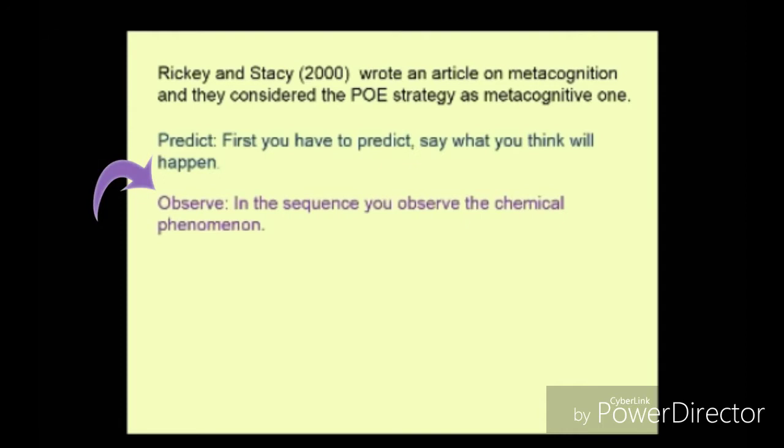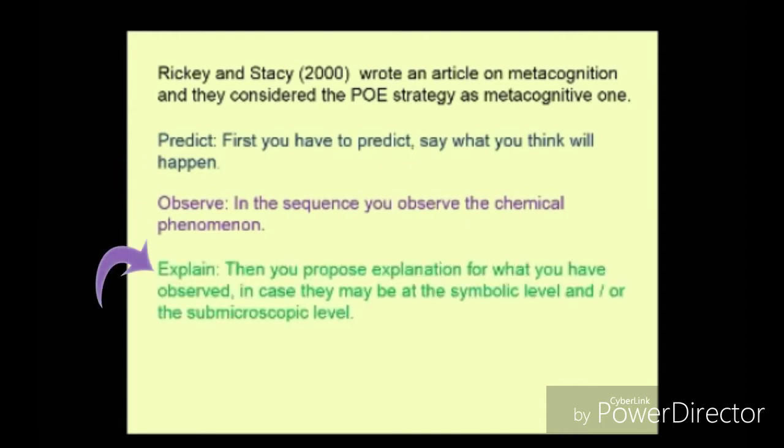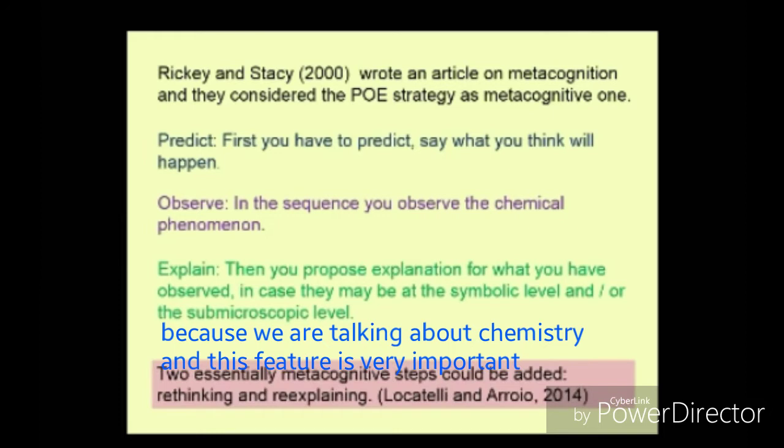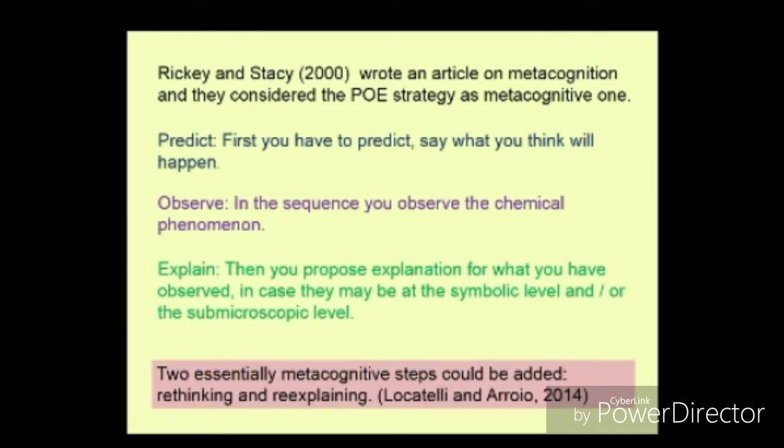Observe. In sequence, you observe the chemical phenomenon. Explain, then you propose an explanation for what you have observed, which may be at the symbolic level or the submicroscopic level, because we are talking about chemistry, and this feature is very important. Two essentially metacognitive steps could be added. I suggest rethinking and re-explaining.